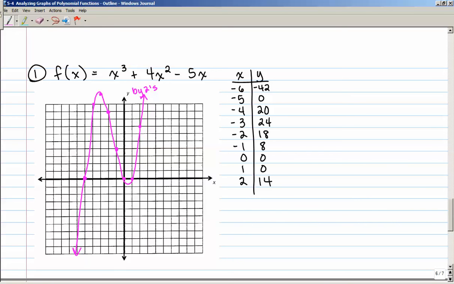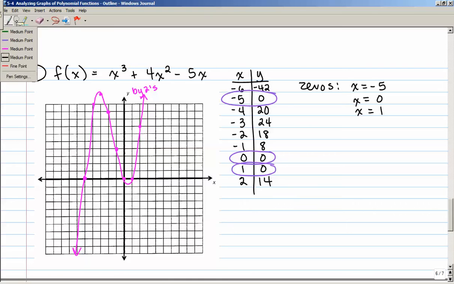So what I need to do is find my zeros, and actually I don't have to use the calculator for this because I have zeros right here, and right here. Remember, what we're looking for is where y equals 0. So I have real zeros at negative 5, 0, and 1. Remember, it's the x-coordinate when y equals 0. So I have real zeros at x equals negative 5, x equals 0, and x equals 1.